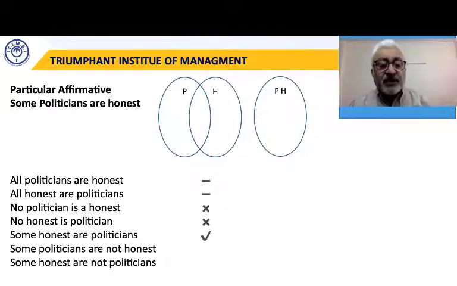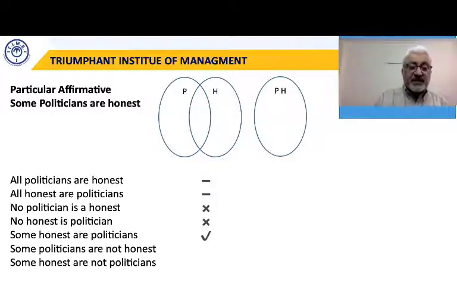Last two, some politicians are not honest. In the first diagram, some politicians are not honest is true. There are some politicians who are not honest. This category is said to be not honest. But in this diagram, we are talking about the entire politician category seeming to be honest. Hence, we cannot say that this statement is certainly true. It is true in the first one, not true in the second one. Hence, it is possibly true.